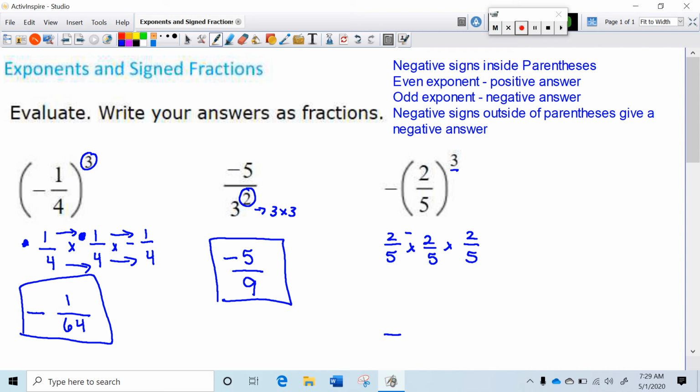Again, multiplication of fractions goes straight across. 2 times 2 times 2. 2 times 2 is 4. 4 times 2 is 8. 5 times 5 is 25. And 25 times 5 is 125. So that's the answer. Again, because the negative was outside the parentheses, it gives me a negative answer automatically, even if that were an even exponent.